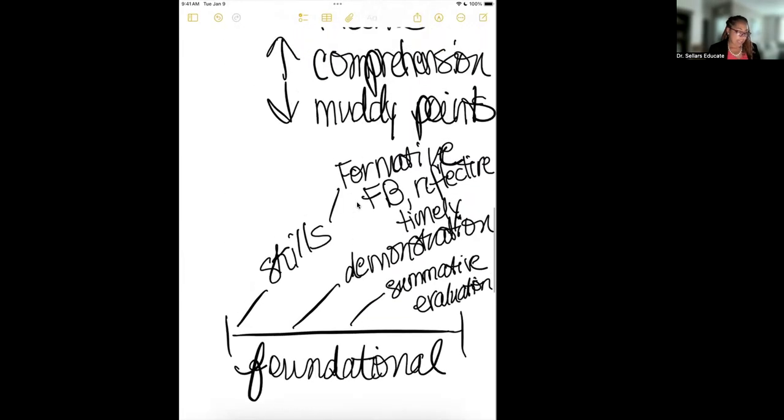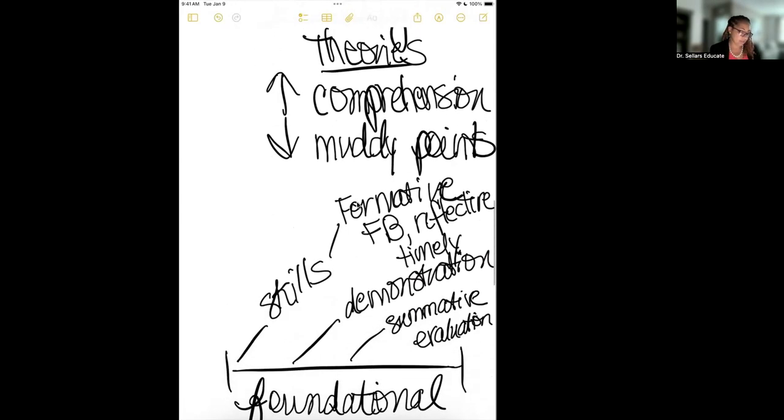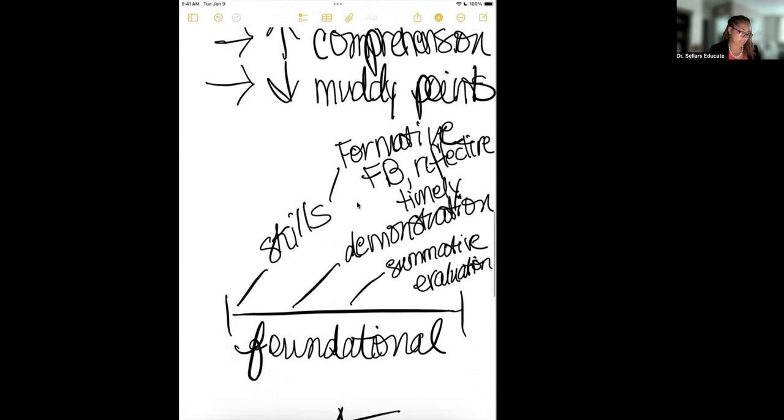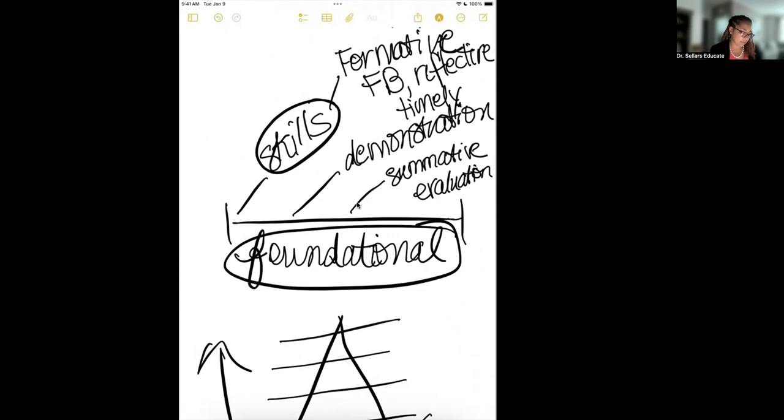All right, so just to recap, the 5 learning theories that you're looking at, we've talked about 2, write those down in your notes. We're looking at increasing comprehension and decreasing muddy points. With our students, we're working on building those foundational elements, which are tied to skills. Skills specifically allow us to evaluate students' knowledge right through formative feedback. And that feedback we want to be timely. We also want students to be able to engage in reflective practice through journaling.